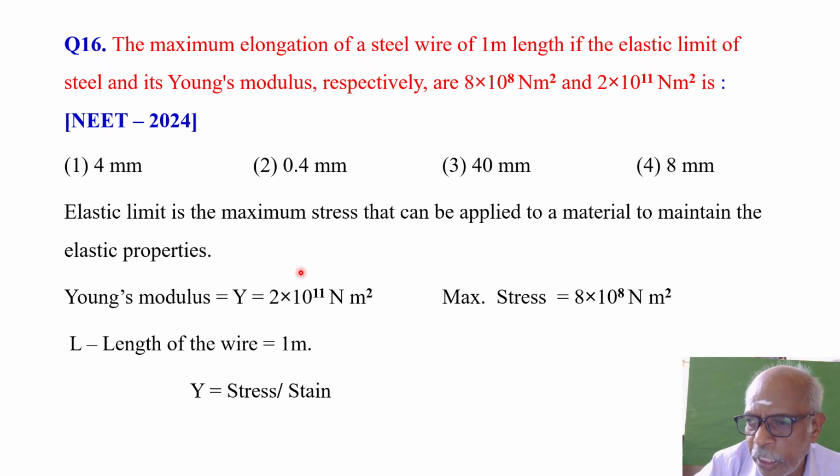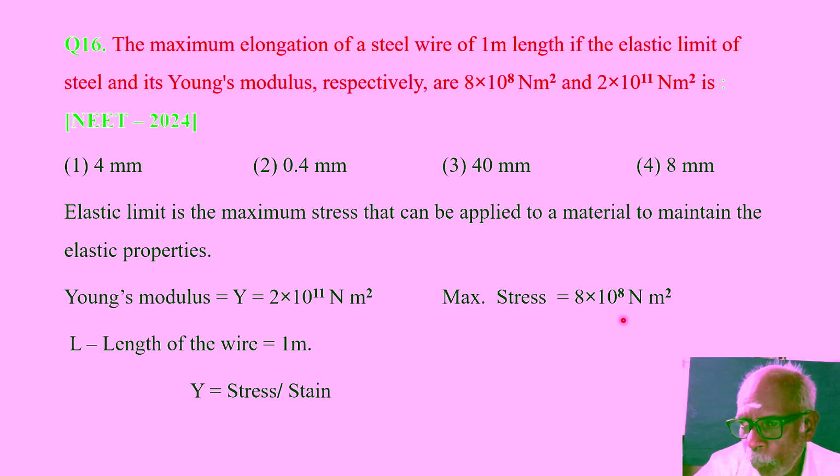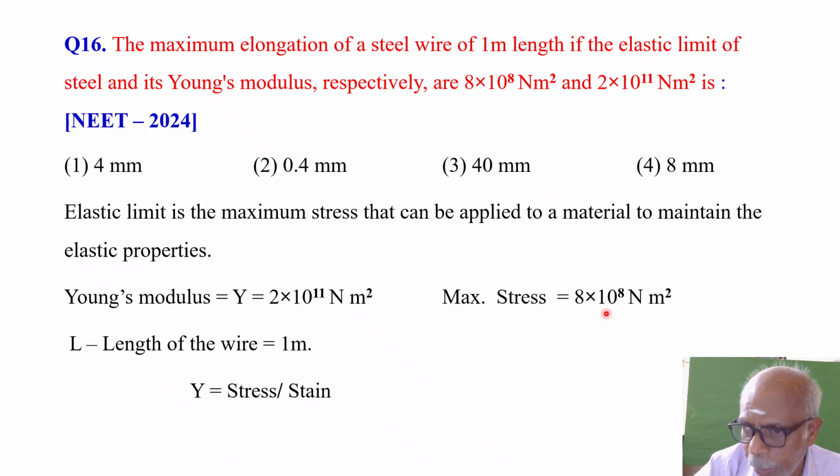So what are the factors given in the question? Young's modulus Y is equal to 2 × 10^11 N/m². What is maximum stress? That is the elastic limit, 8 × 10^8 N/m². L is the length of the wire, that is 1 meter.